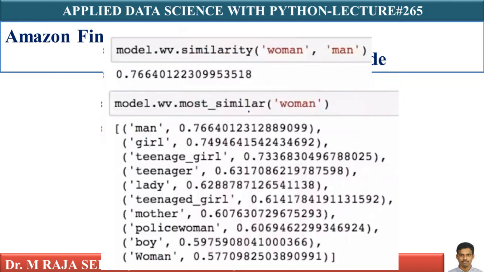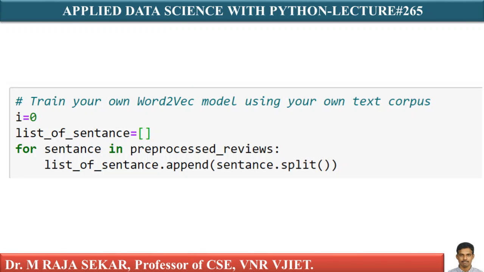How many most similarities are there? With man, what is the similarity value? 0.766. With girl, 0.7494. With teenage girl, 0.73. It's in descending order. If you carefully observe, here you have woman, and here you have woman. The problem is that this W starts with a capital letter. You must understand that even Word2vec has its own drawbacks. I cannot say it is perfect, but it is the best technique.